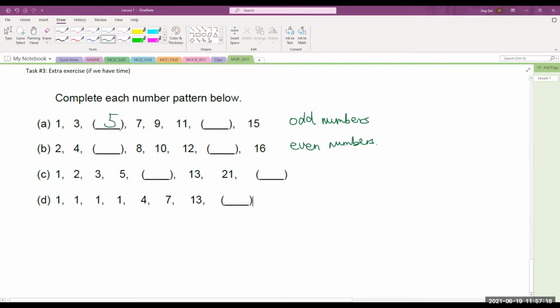So we're going to do 5, 7, 9, 11, and 13, right? Anybody have any different answers? I hope not, because this is just odd numbers, right? Now, what about the second one? Even numbers: 2, 6, 8, 10, 12, 14, 16. And what's the next one, actually? The next one would be 17, right?